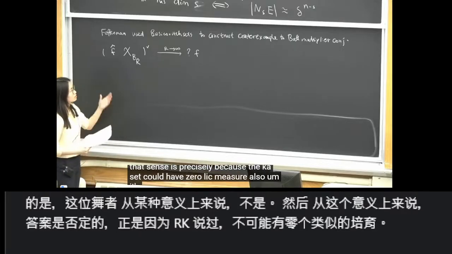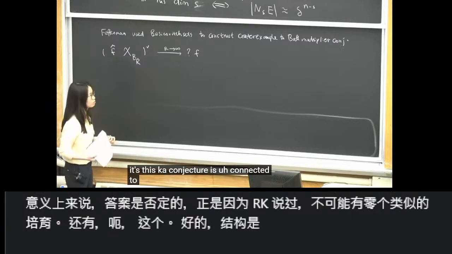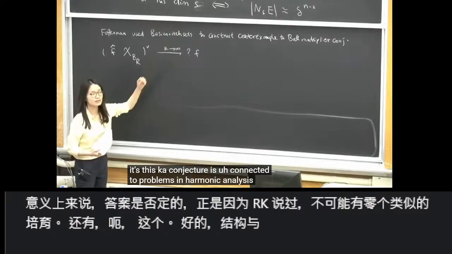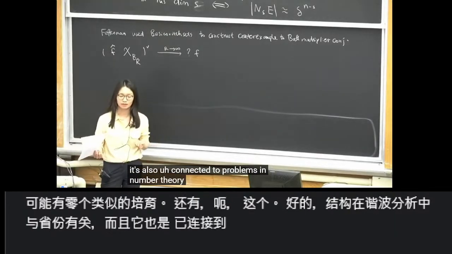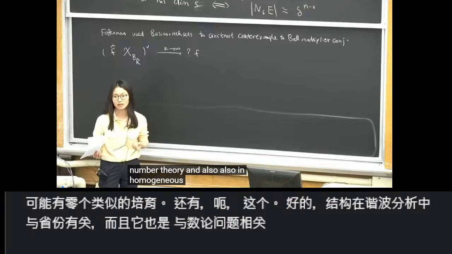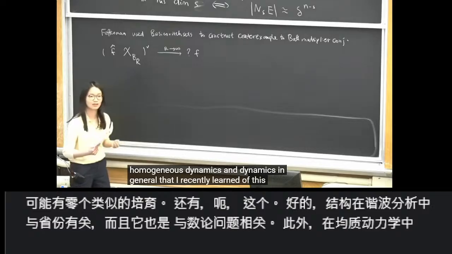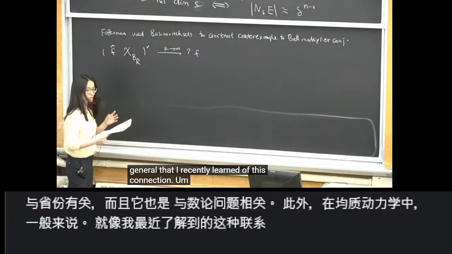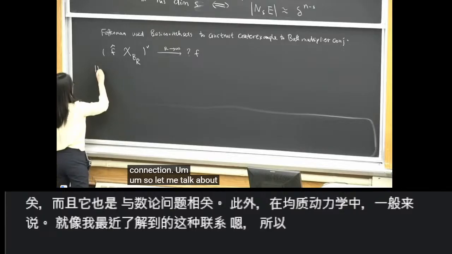Also, this Kakeya conjecture is connected to problems in harmonic analysis, and it's also connected to problems in number theory, and also in homogeneous dynamics and dynamics in general. I recently learned of this connection. So let me talk about history.